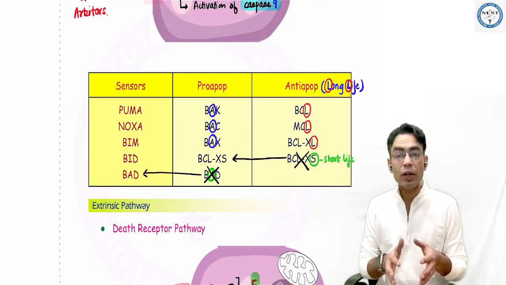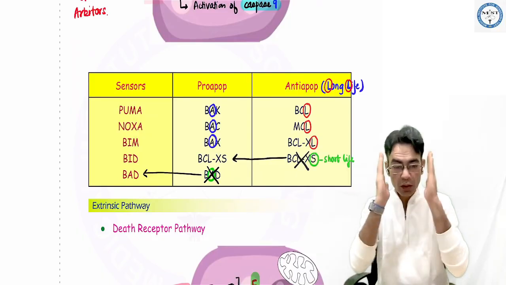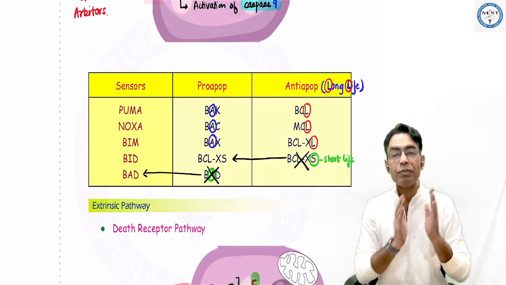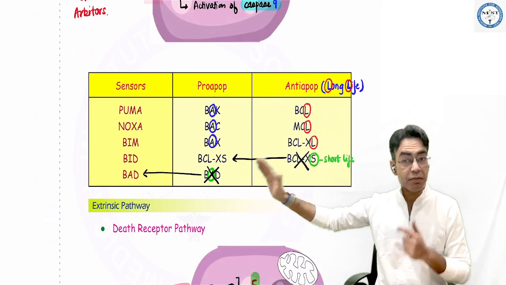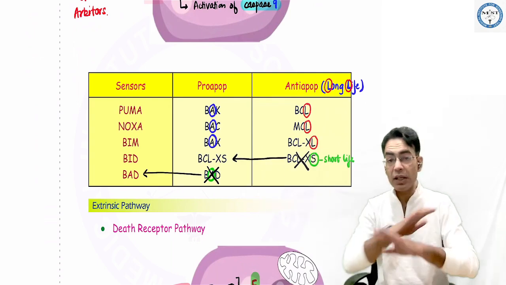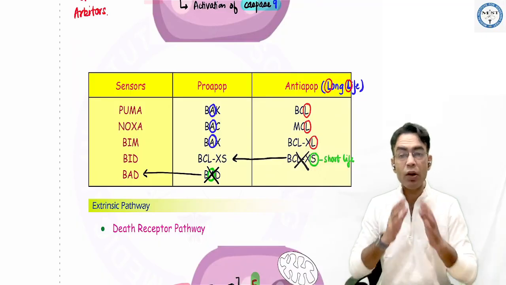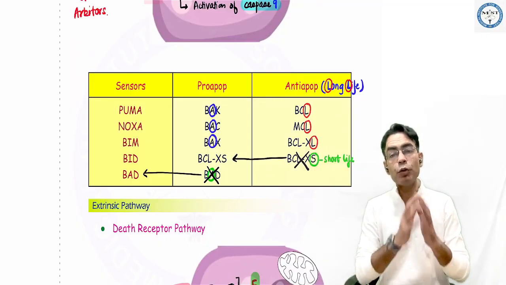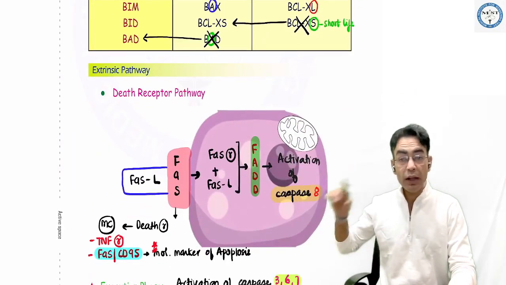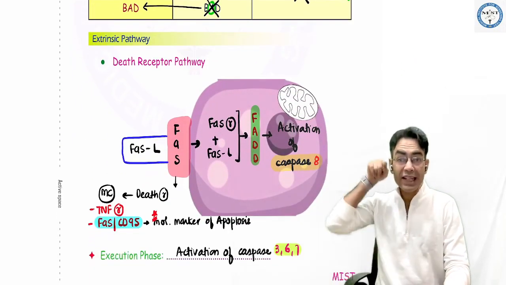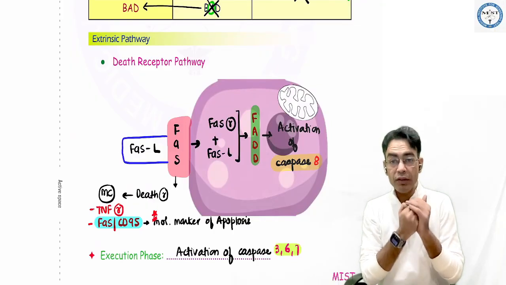A pro-apoptotic molecule is going to cause apoptosis, A for apoptosis, so any molecule having A in the center is pro, like BAX. And then BAD, it contains A in the center, but it never behaves like a pro-apoptotic molecule. It behaves like a sensor. And the sensors are PUMA, NOXA, BIM, BID, BAD. These are the sensors. Now for the extrinsic pathway, the death receptor pathway, the death signal is going to come from the body and cause the death of the cell.